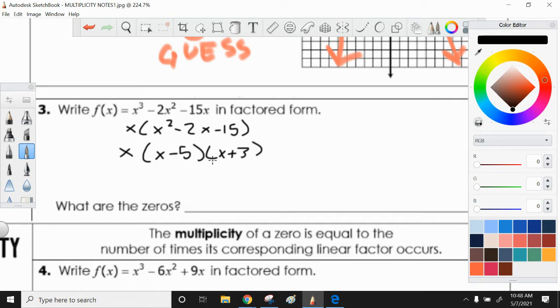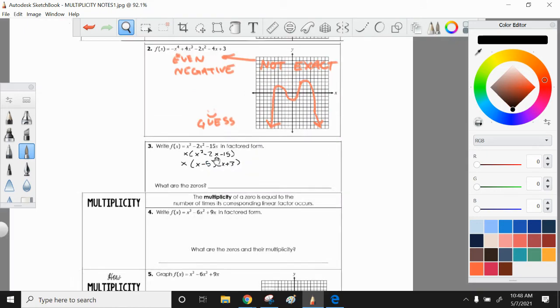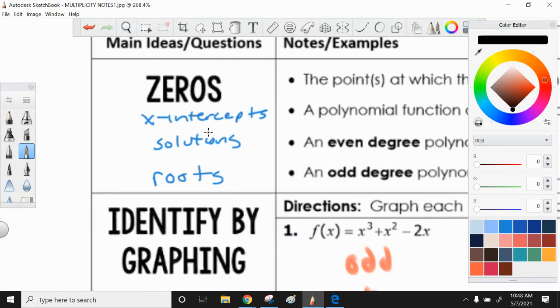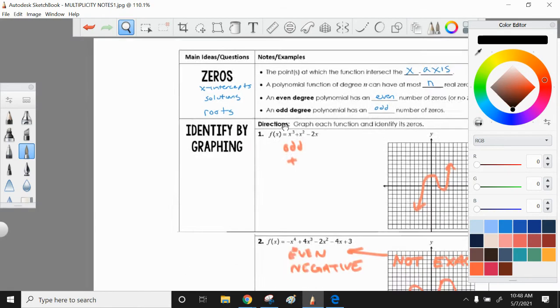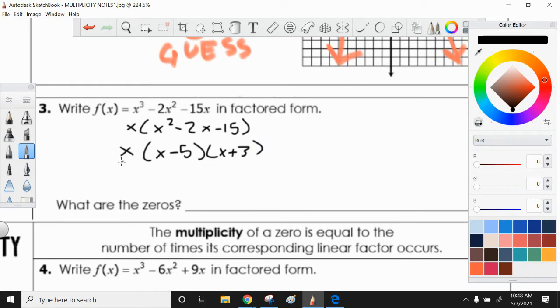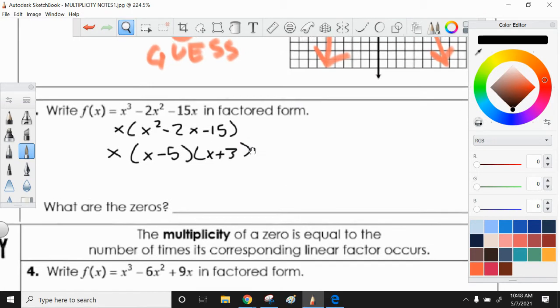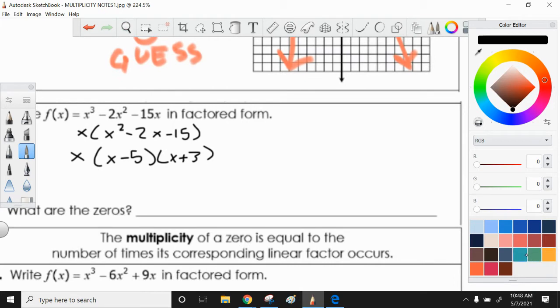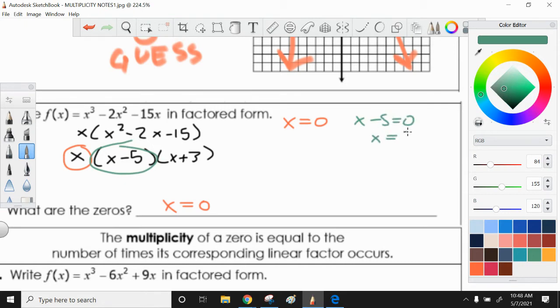Now here's my three factors. And notice how factors is not in our list of things that are the same. Zeros, x-intercept, solutions, roots, not factors, okay? So looking here, I need to take these three different factors and I need to get them into solutions. So that would be x equals 0. There's my first one. I'll use green. X minus 5 equals 0, add the 5, x equals 5.